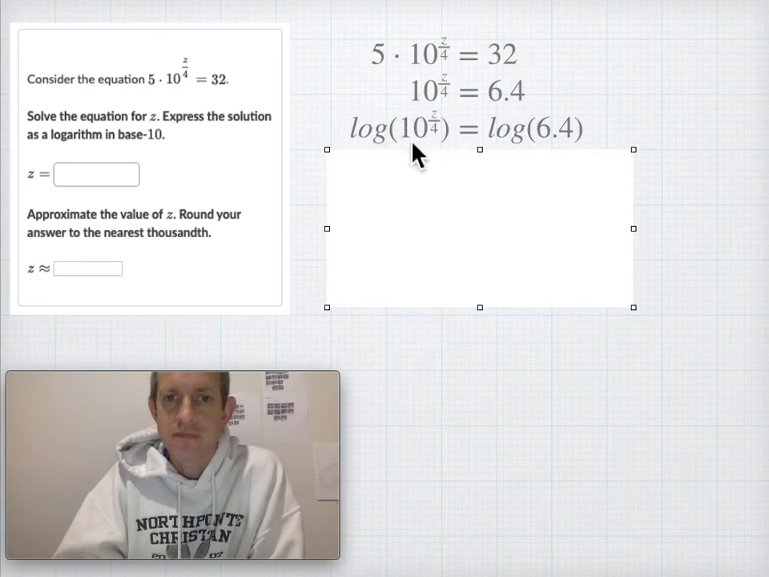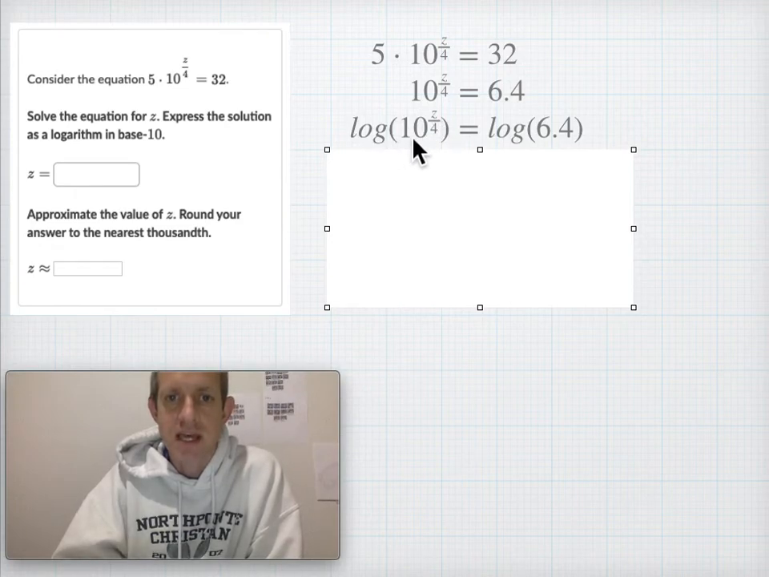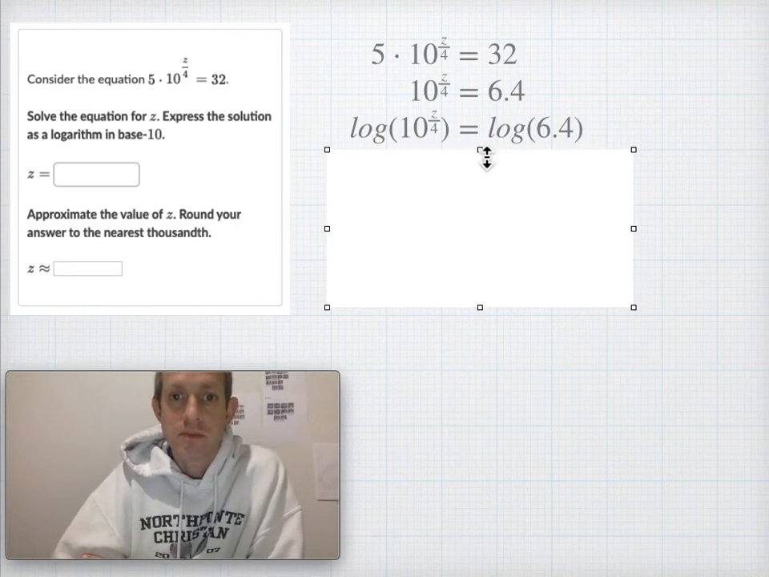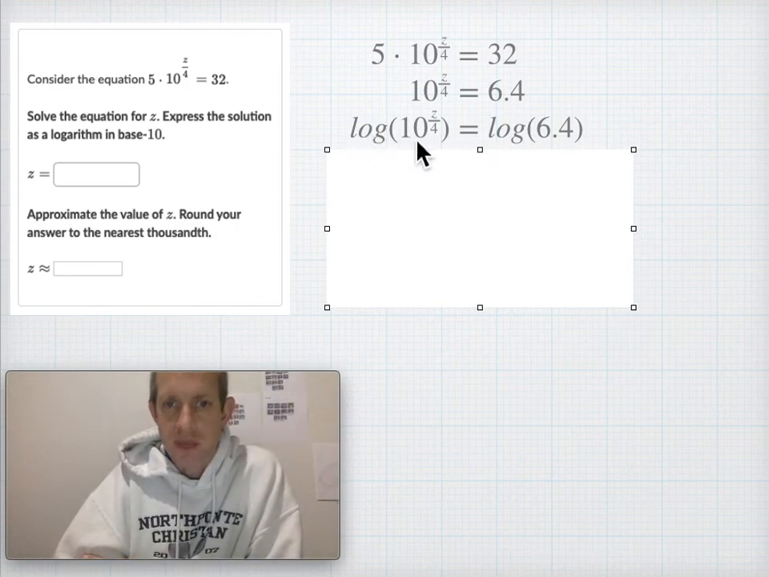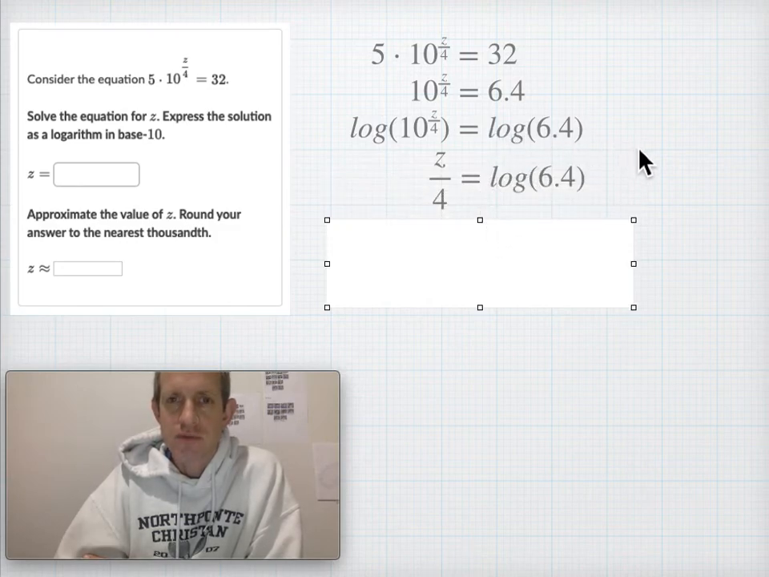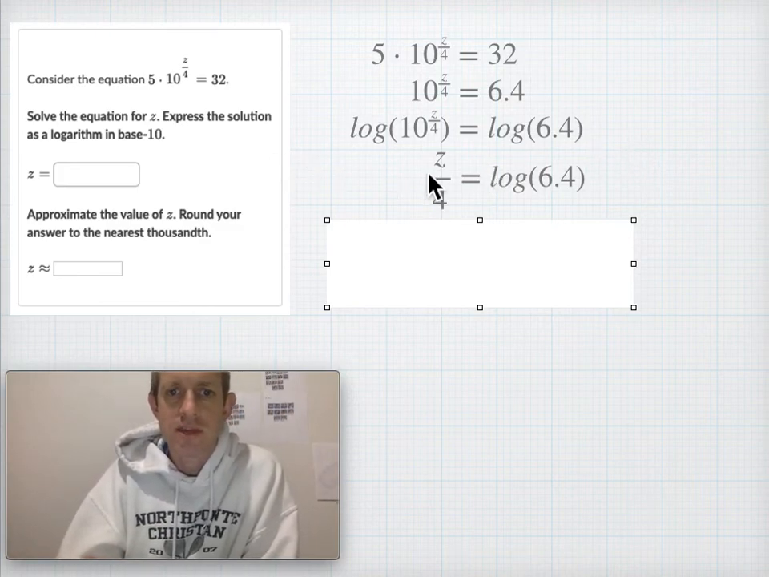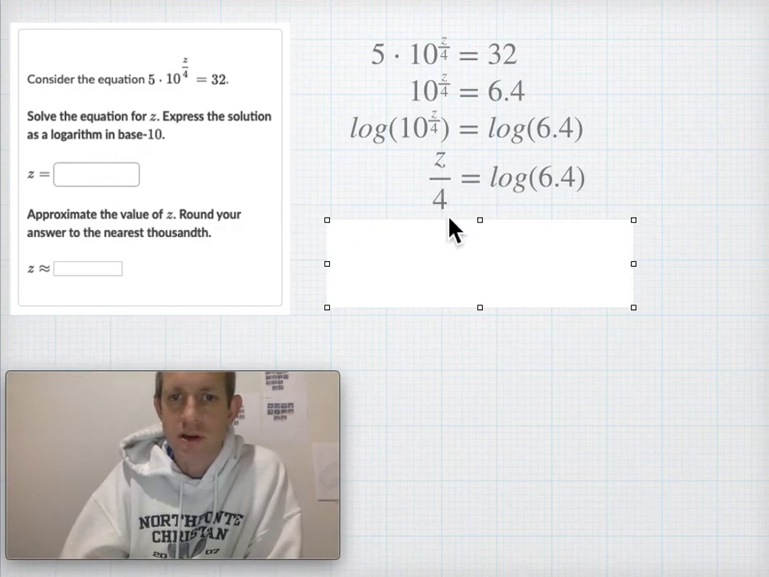Just write log of this side and log of this side. And in a follow-up move, the reason I did this is that log base 10 and 10 raised to the are inverse operations, and so they cancel out. And so over here, the log and the 10 raised to the undo each other and leave behind simply z over 4. And on this side, log of 6.4 is a number, which I'll eventually calculate on my calculator, but right now I'm leaving it in exact form because that's what they had wanted.